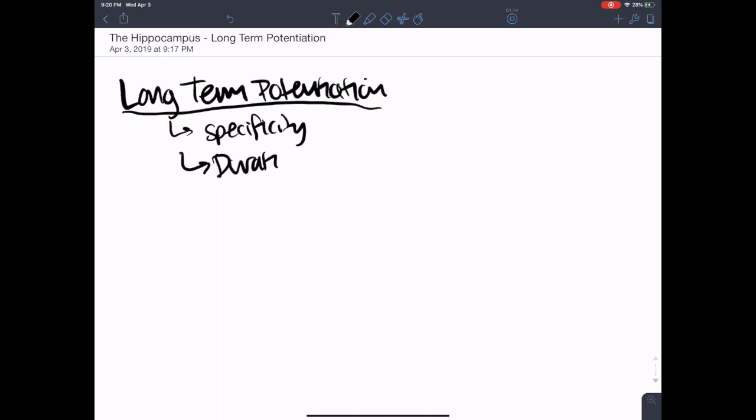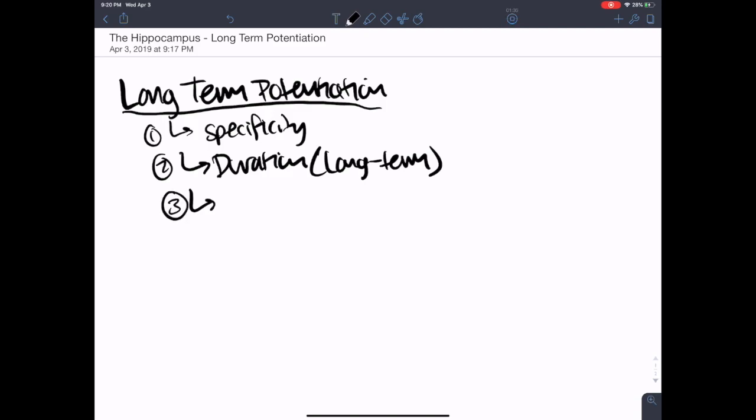Duration. What he wants you to get out of this is that it's long-term, right? This isn't a short-term facilitation or short-term depression. This is going to be a long-term effect on the neuron that's going to persist, sometimes even throughout the lifetime of the organism.